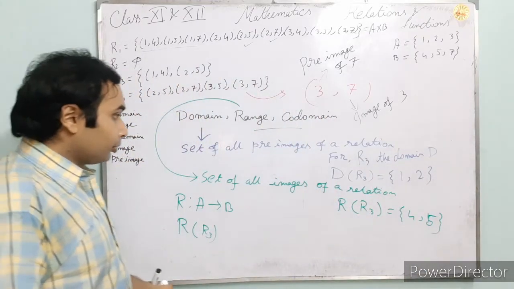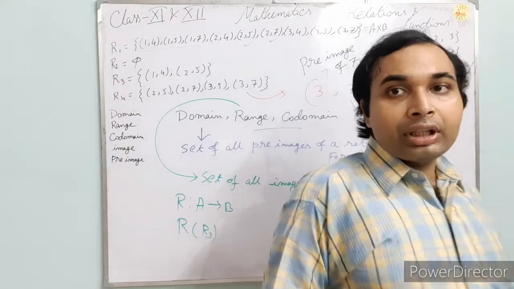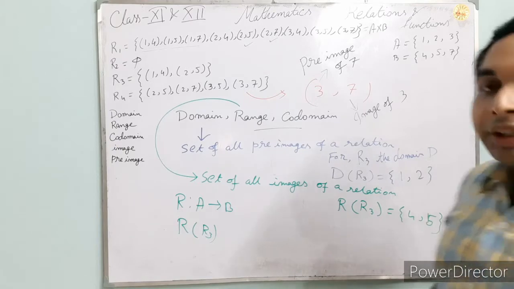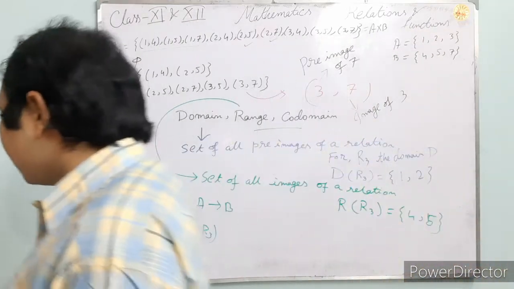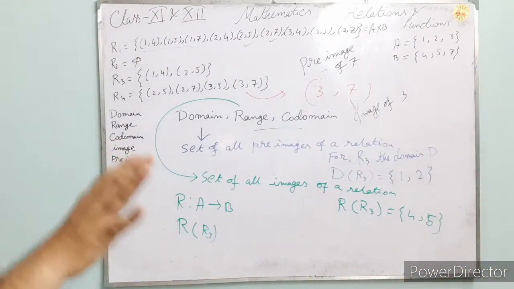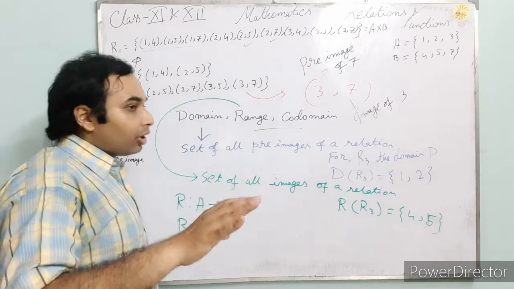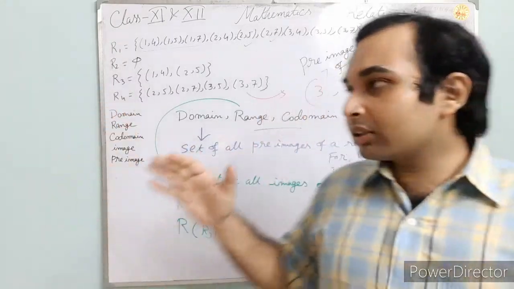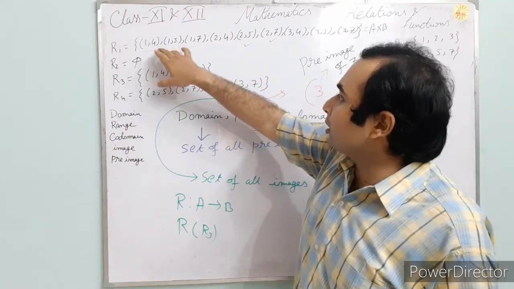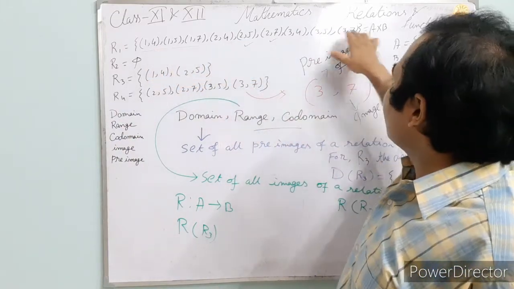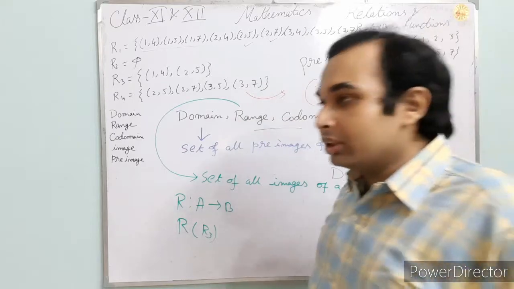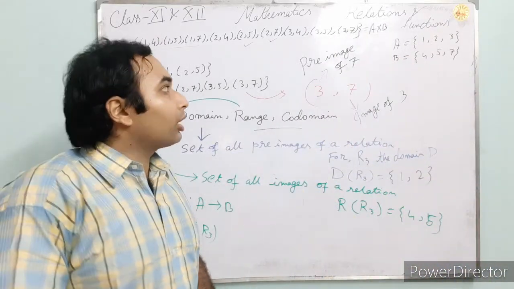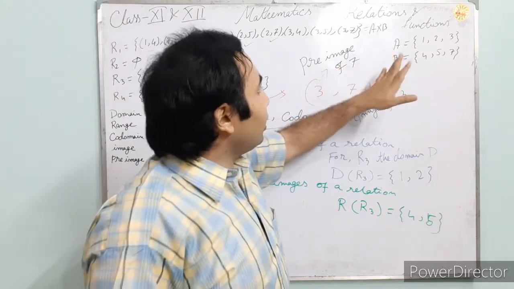So this is the range of R3 and this is the domain of R3. Now what is the codomain? Actually codomain means the set of all the second elements or second parts of the ordered pairs of the mother one, that is A cross B. Second elements of the ordered pair. That means what?